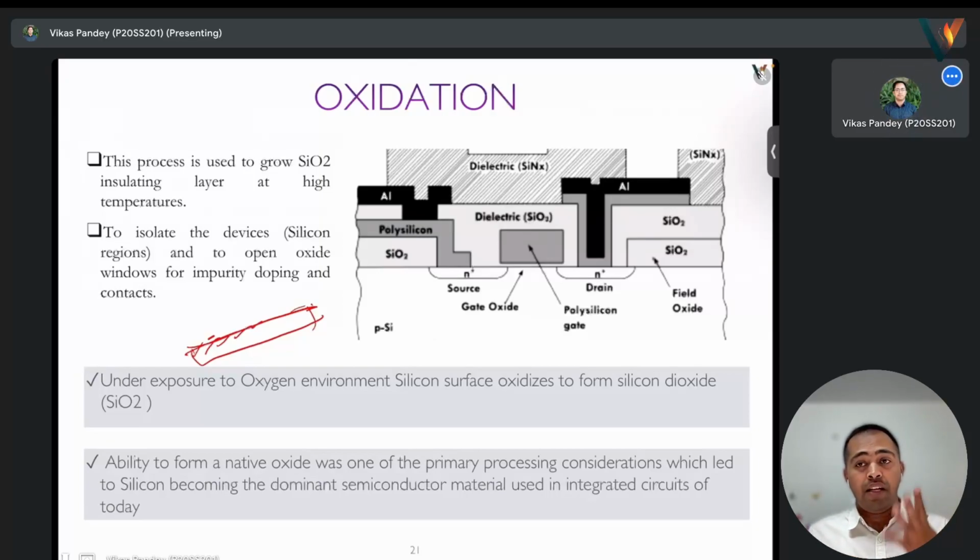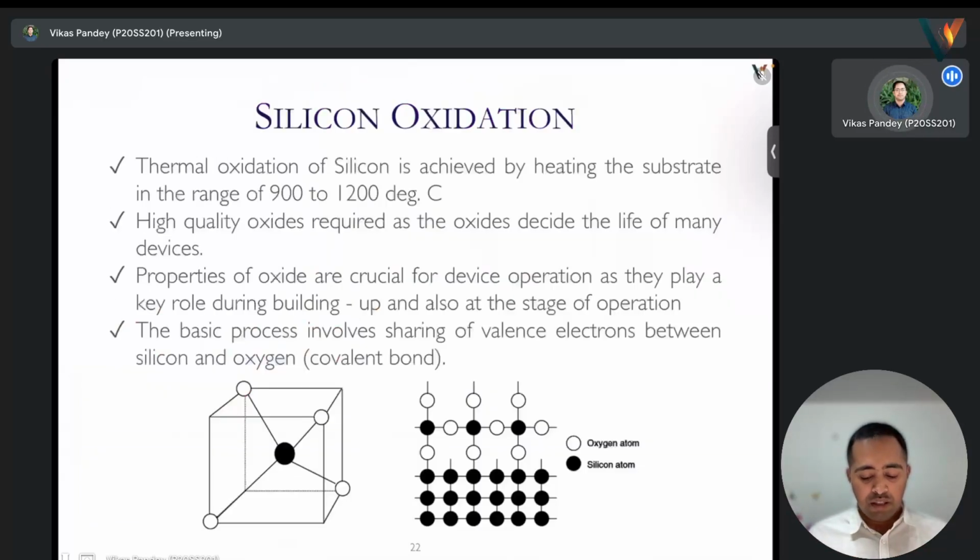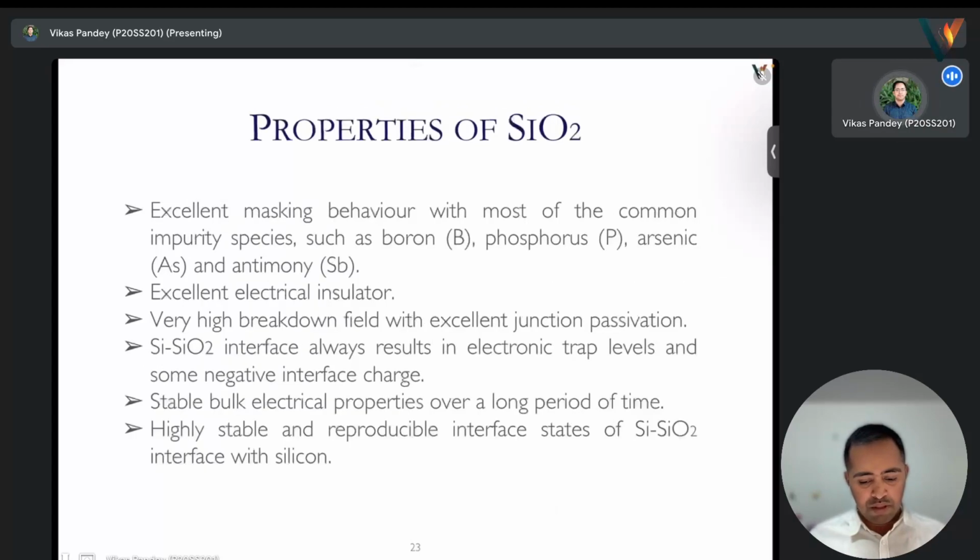And SiO2 is a dielectric oxide. Silicon is a semiconductor, we know. It can be used as a covering, as an isolation, a lot of uses are there. So how is it done? Let's skip this. Silicon oxide has excellent masking behavior, so it can protect the layer below it.